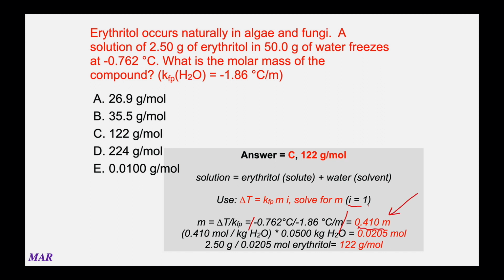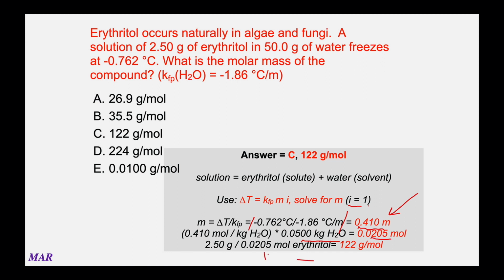If you get a negative, just stop the problem right there. Make sure molality and molarity and moles and grams and number of molecules, those things are always going to be positive numbers in chemistry. So anyway, positive 0.410 molal by any means necessary. Now, multiply that by the kilograms of water, 0.0500 kilograms, that's 50 grams divided by 1,000, to get the moles.